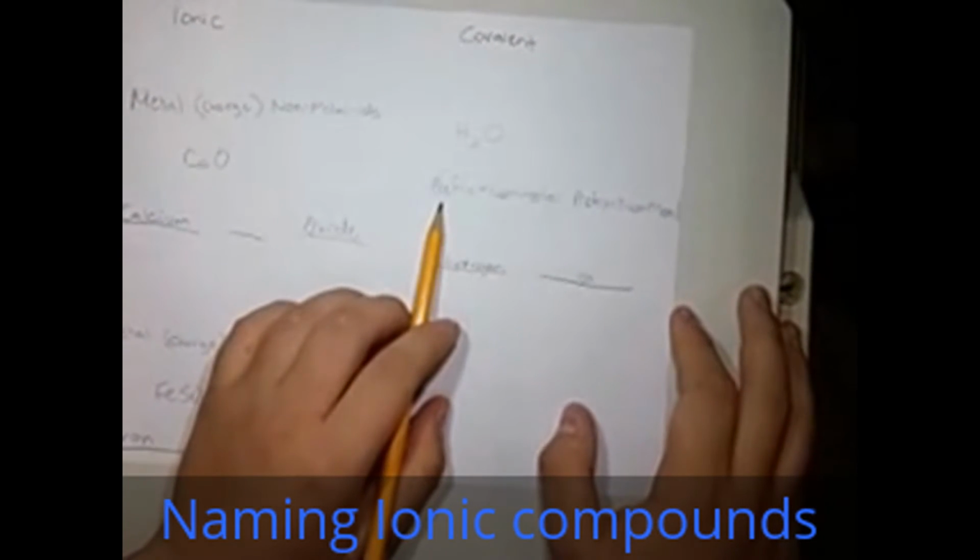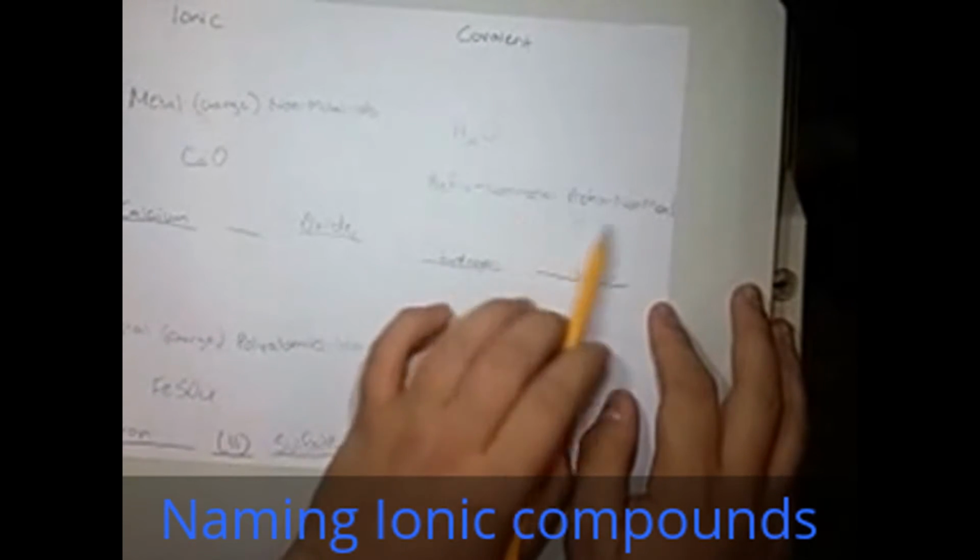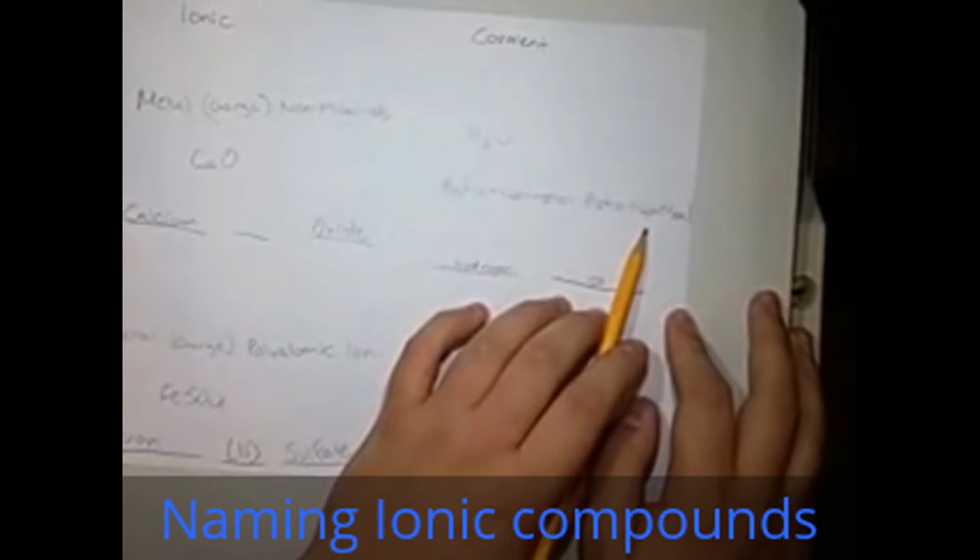For covalently bonded compounds, you want to use the prefixes for both the first nonmetal and the second nonmetal, provided that the first is not 1. For example, with water, you have hydrogen 2 oxide, so you have dihydrogen monoxide.